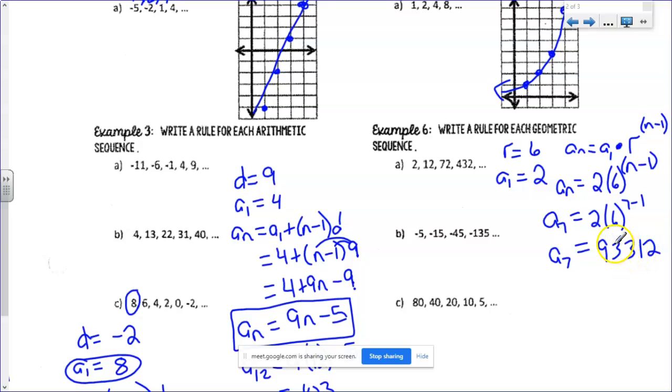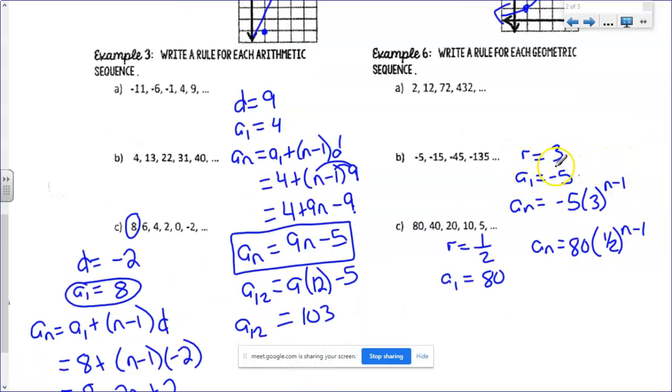Because what if I needed the 25th term? Do you want to sit there and have to multiply by 6 till you get to the 25th term? No, because all I'd have to do is put 25 in place of n. Okay, so you'll notice here the rate was 3. The first term was -5.